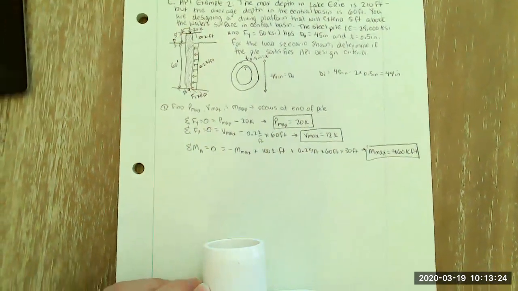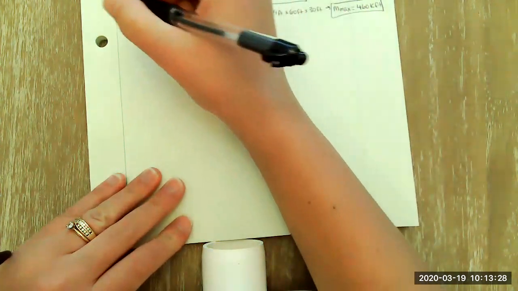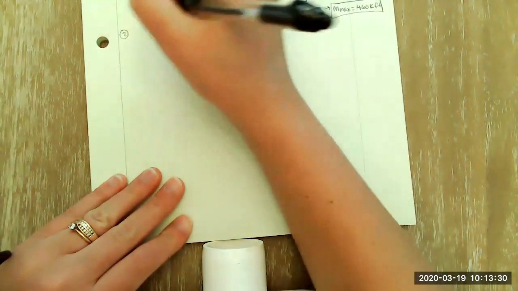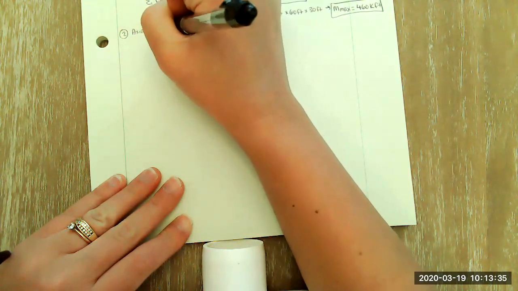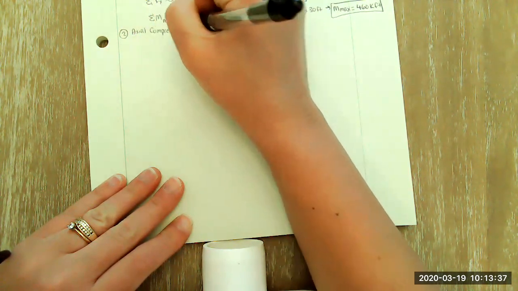pile. The first check that we do is our axial compression check. So this will be step 2, our axial compression check.